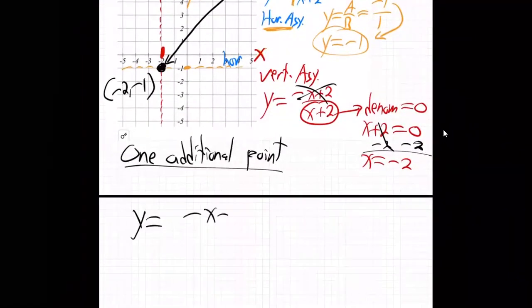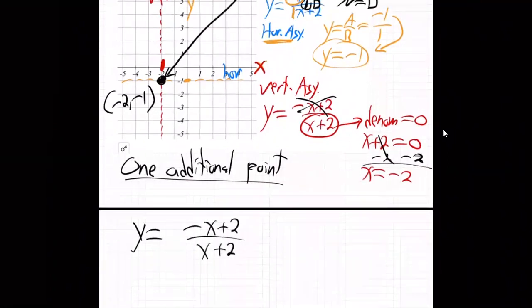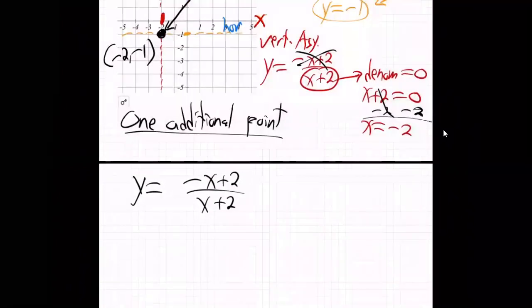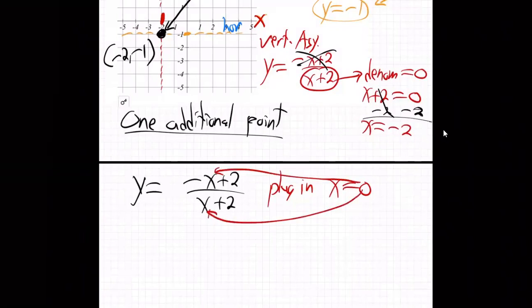So what was the equation? Minus x plus 2 over x plus 2, right? That's just grabbing the original equation right here. Okay. One additional point, which means you can plug in anything. Oh, anything? Yeah, anything. How about I just make x 0? How about I just plug in 0, because that just seems easy. So I just plug in a 0 there and a 0 there.